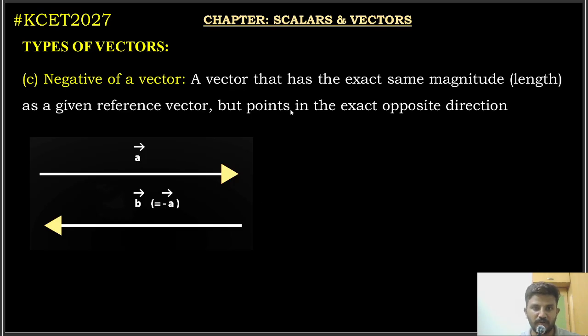Then we have the negative of a vector. Let's consider there is a vector here which is in this direction. I need to find out the negative of this vector. Simple, from the same tail, if you extend it backwards with the same magnitude, this will give you the negative of a vector, that is minus a. Clear? A vector that has exactly the same magnitude in length as the given reference vector, but points in the exact opposite direction, gives you the negative of a vector.